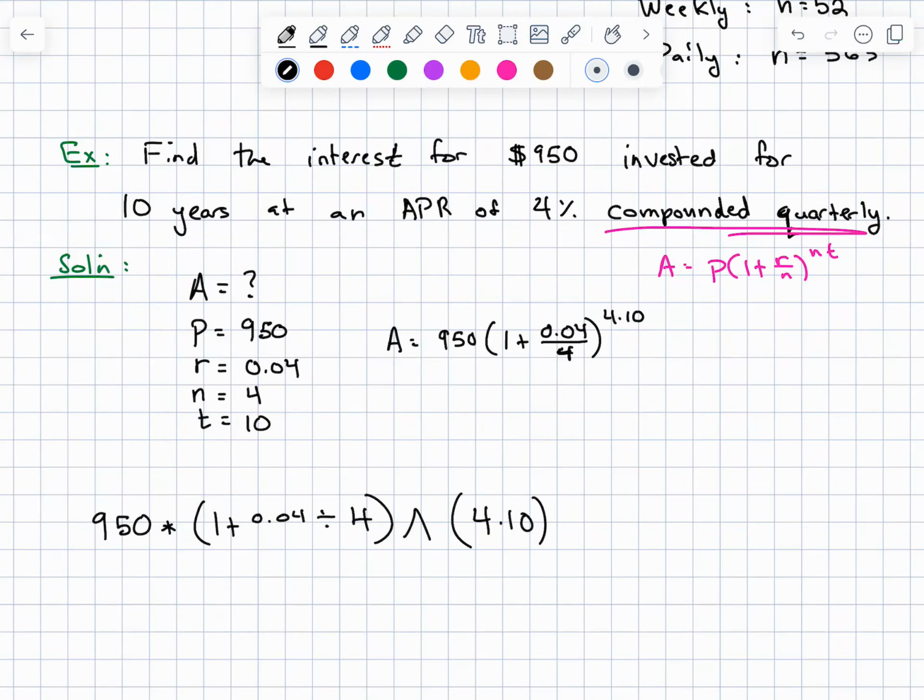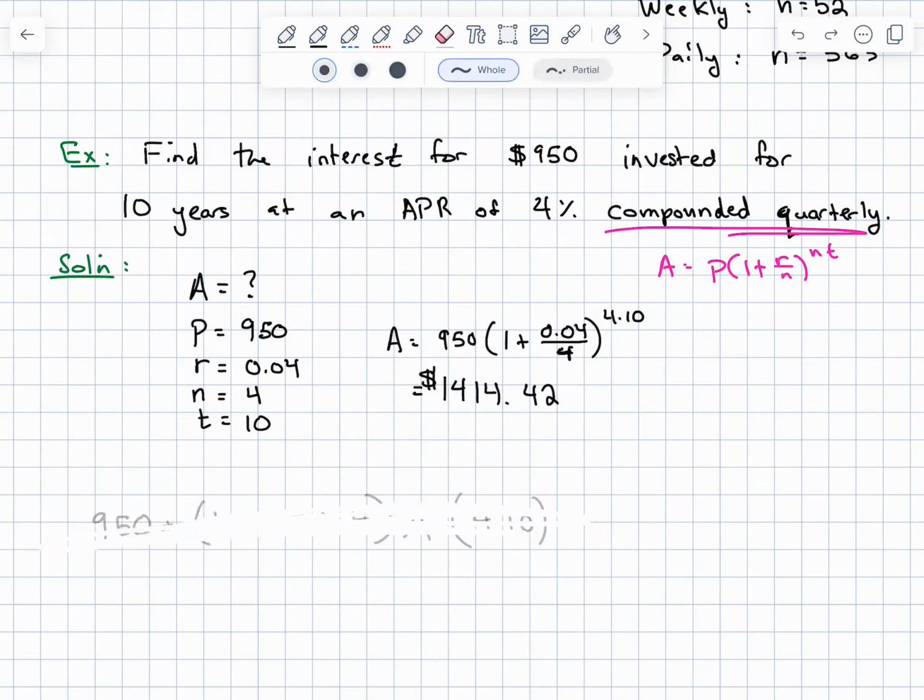If you don't put the parentheses in that calculator, like the Texas Instrument one, it'll do something completely wrong. So you should get $1,414.42 when you round to the nearest cent. So if you're not getting that, let me know, and I want to help you find out where your mistake is being made. Because when you're doing your homework, I don't want this to become an issue for you.